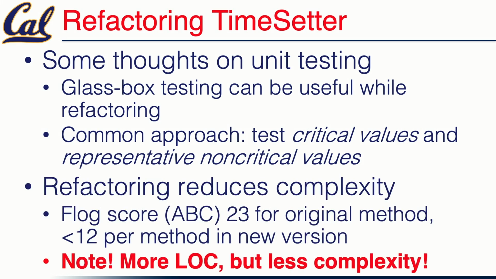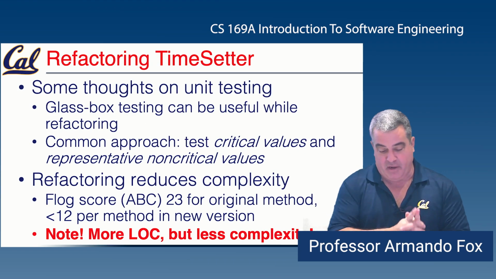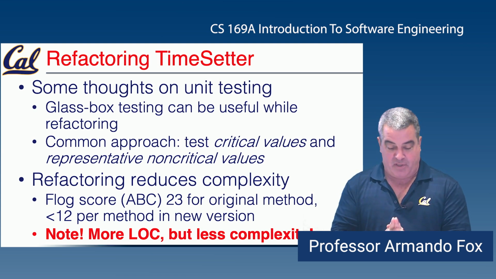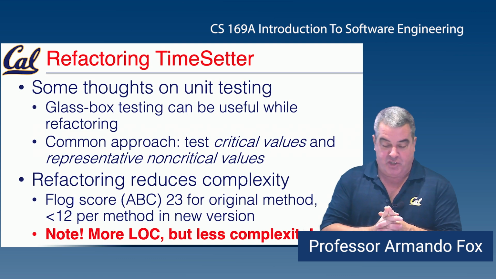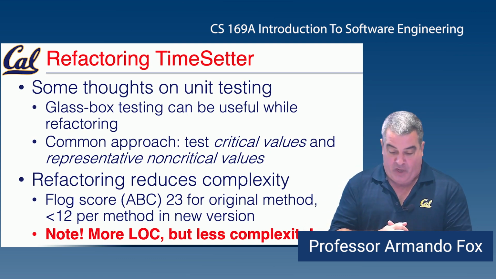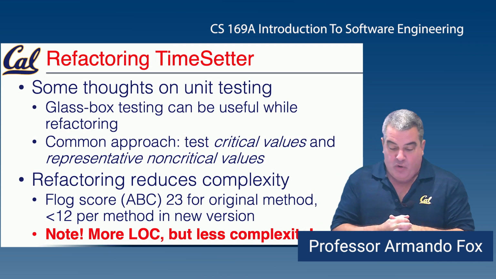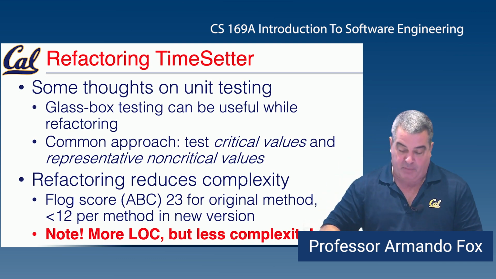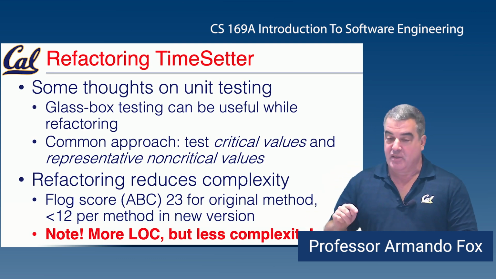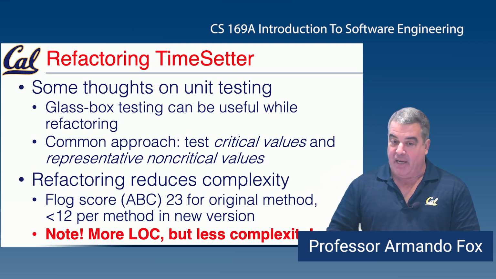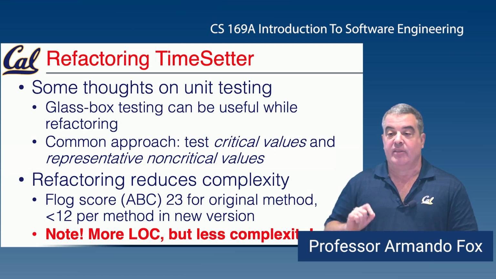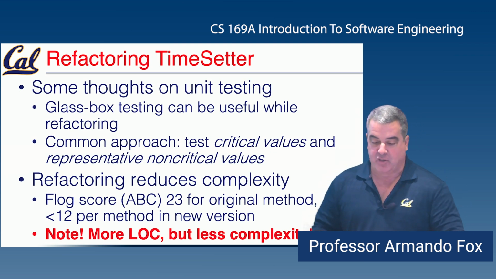We also saw, and this is a little bit counterintuitive, so follow me here, refactoring reduces complexity. If you ran some of the metrics, like the assignment branch conditional score that Flog computes, the original method we started from has a score of 23, which is pretty high. In the new version, each individual method, like all the helpers, has a score of 12 or less, which is much better. So the number of lines of code actually went up, but the complexity and the readability and the testability all got better. And this is sort of a non-obvious thing about refactoring.